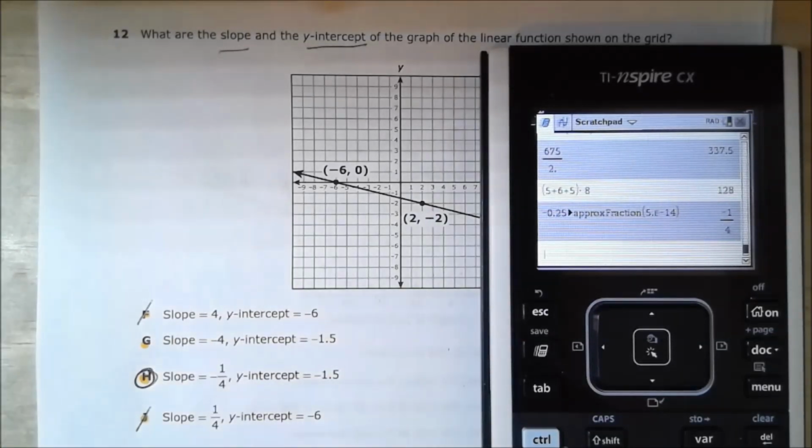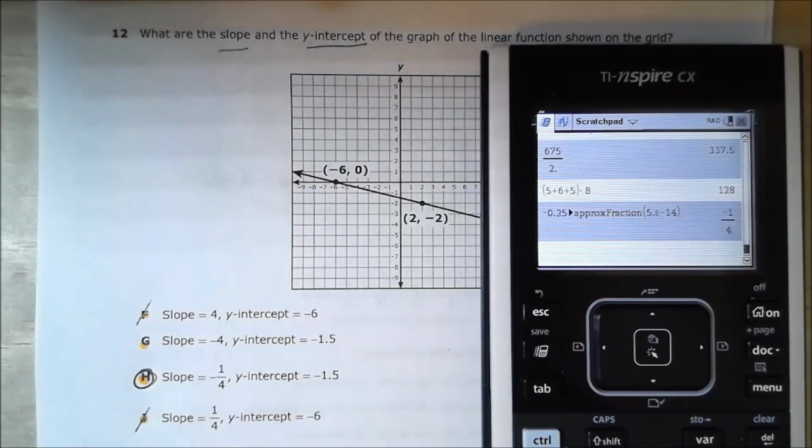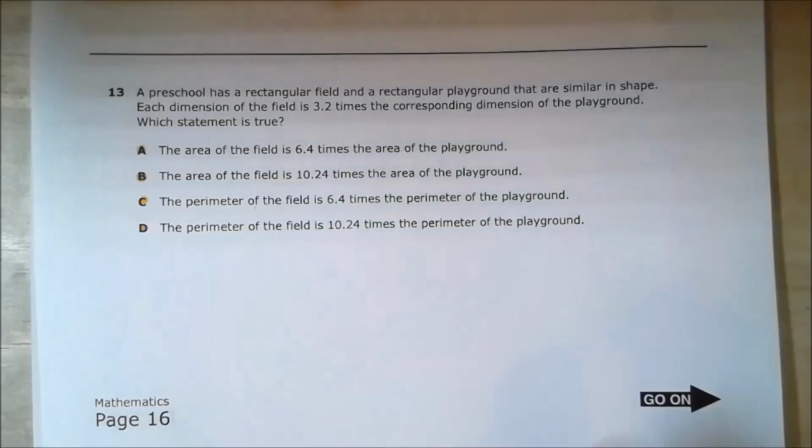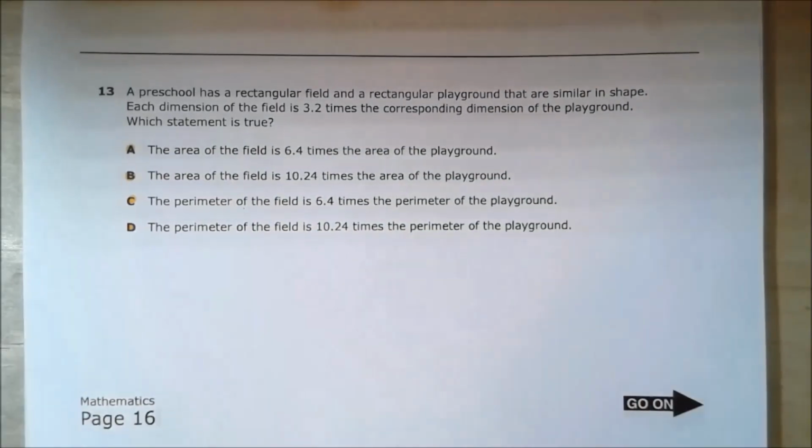Go ahead and pause this video and try your next problem on your own. Alright, in question 13, it says a preschool has a rectangular field and a rectangular playground that are similar in shape. Each dimension of the field is 3.2 times the corresponding dimensions of the playground.